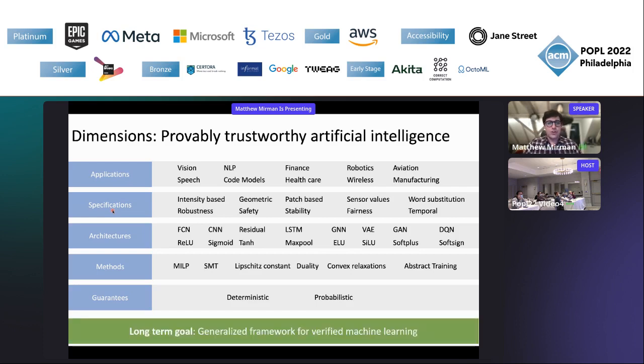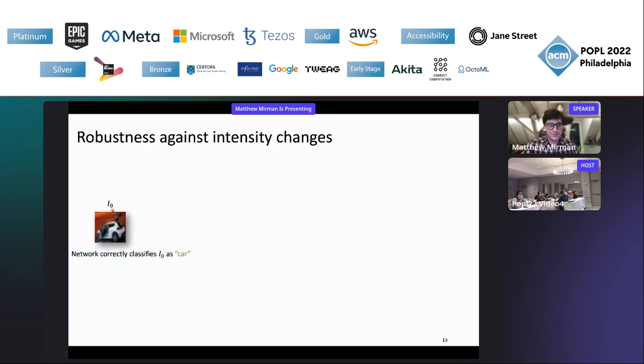Overall, our long-term goal is then to build a generalized framework for verified machine learning that can handle all of these applications. In the rest of this tutorial, I'm going to be focusing primarily on a subset of these dimensions, specifically on ReLU architectures, convex relaxations, abstract training, and look at deterministic guarantees. But this restriction can apply to multiple application domains and multiple types of specifications.